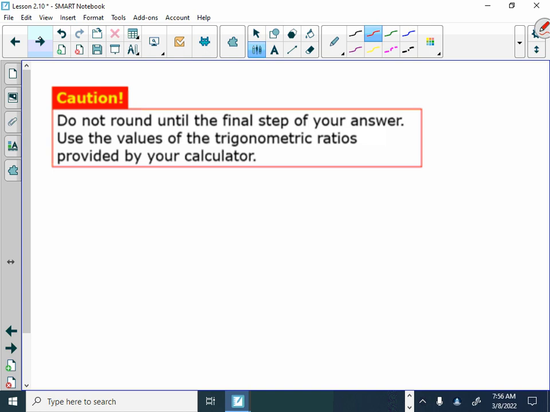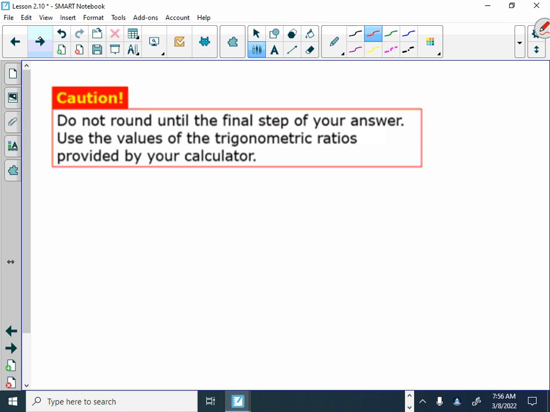Alright, one big caution when you're doing these problems, okay? Do not round until the final step. What that's saying is, say I wanted tangent of 81, but I wanted to multiply that by 2. I'm not going to say 6.31 times 2. I'm going to take this entire answer and multiply it by 2, and then round at the end. So do not round until the very end.